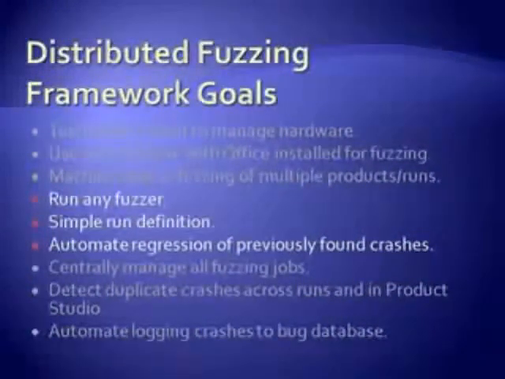So we wanted to be able to run any fuzzer, anything that generates files. We wanted a simple way to define a run. We didn't want people to have to know a lot about fuzzing necessarily to go in and get started. We wanted to just make it a very easy to use interface. And we also wanted to automate regression of previously found crashes. So that's where I kind of asked you, could you go through and rerun all your files? Well, in DFF, we wanted you to be able to answer yes to that.